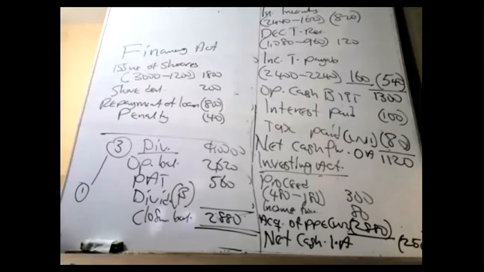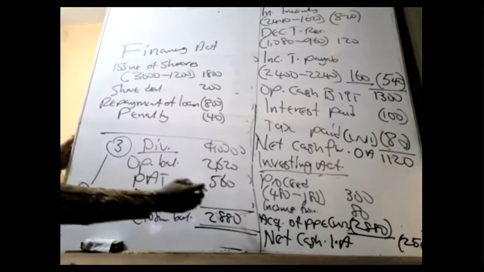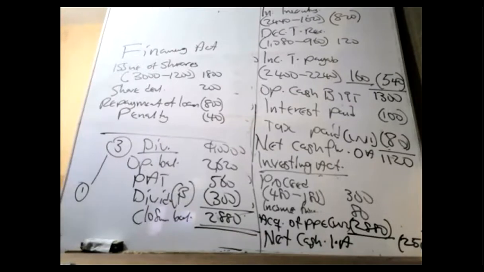Okay, so what do we get? Any answer? 300. Dividend paid is 300. So that's the difference, the balancing figure. Put it in bracket. Meaning that should be 200. Okay, yes, it's true. Perfectly. So let's go.